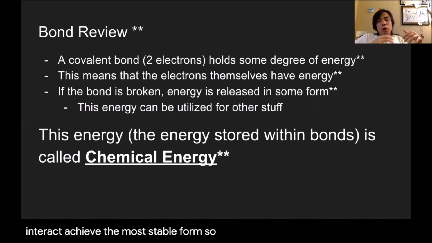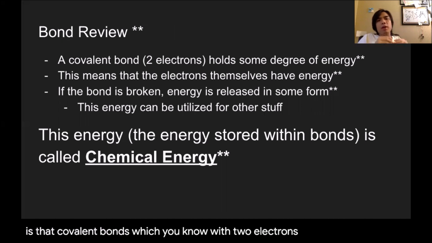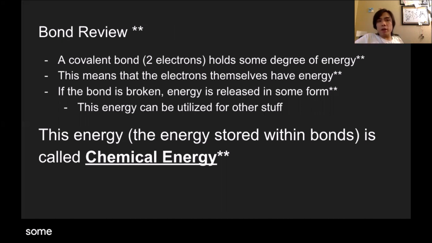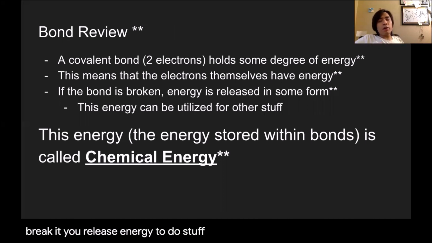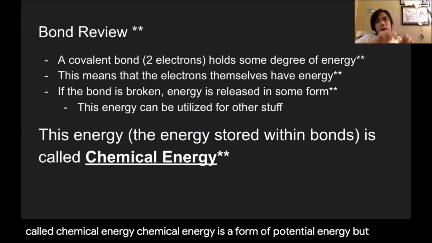So what you really want to know about this is that covalent bonds, with 2 electrons in them, hold some amount of energy. That means the electrons themselves have energy. And if you can break this bond, you can utilize the energy within, because when you break it, you release energy to do stuff. The energy stored within these bonds is called chemical energy. Chemical energy is a form of potential energy, but at the bond level.